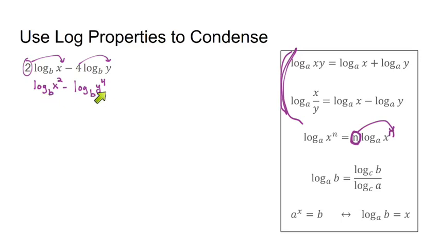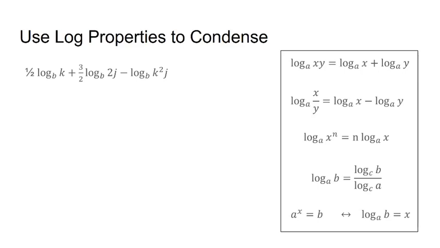Now that we're here, we can use our properties up above. Specifically here, since we are subtracting, we're going to use this property. If I'm subtracting one log minus another log, I can rewrite that as the log of the quotient. So I have log base b of x squared over y to the 4th. And that's going to be about as condensed as we can get that one.